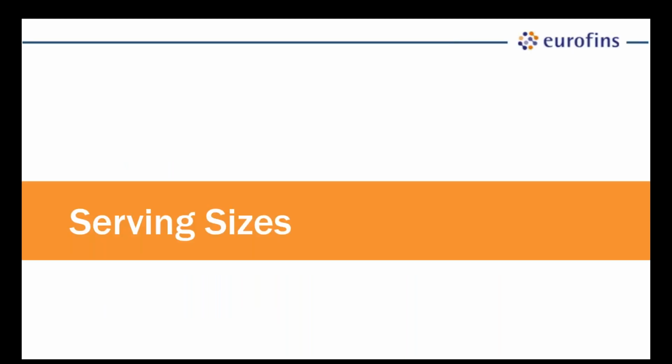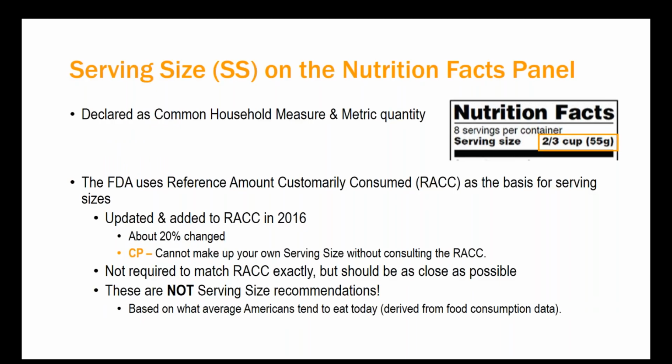All right, so without further ado, let's just go ahead and get started with serving sizes. So serving sizes, how are they displayed on the nutrition facts panel? You can see there I have an example on the right-hand side. We display them as a common household measure and a metric quantity. So you can see there the 2/3 cup, that would be reflective of the common household measure, and the 55 grams in parentheses would be representative of your metric quantity. So we're going to touch on this a little bit more in a bit and what they mean, but for now, just know that they're what's used to declare serving size on a nutrition facts panel.